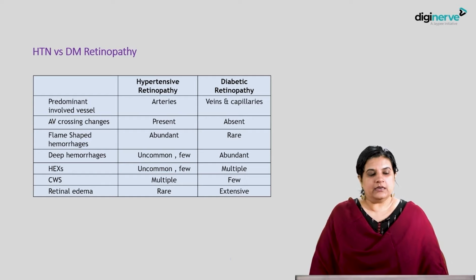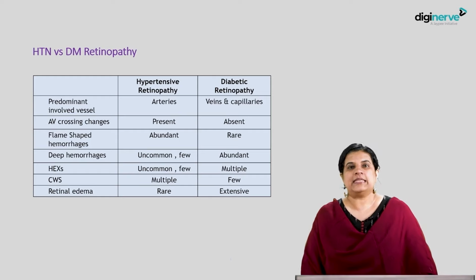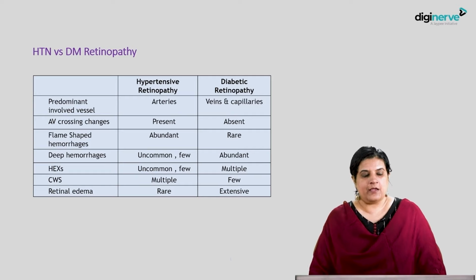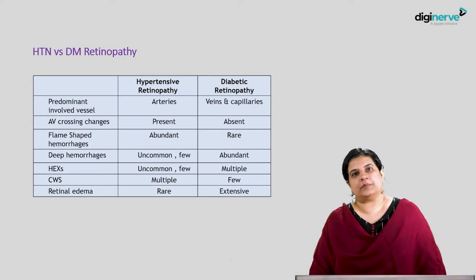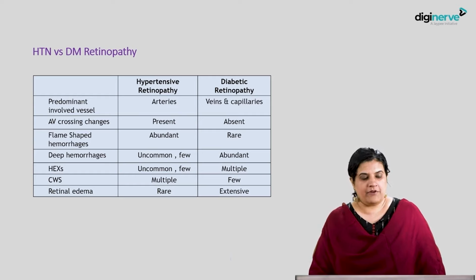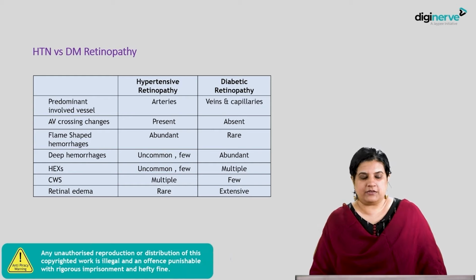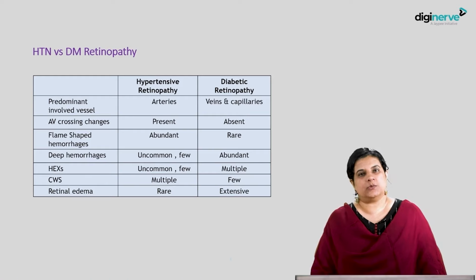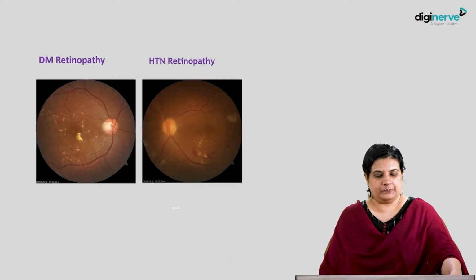The predominantly involved blood vessels in hypertensive retinopathy are arterioles, while they are veins and capillaries in diabetic retinopathy. AV crossover changes are present in hypertensive retinopathy and they are absent in the diabetic form. Flame-shaped hemorrhages are abundant in hypertensive retinopathy but are rare in diabetic retinopathy. We have abundant deep hemorrhages and hard exudates in diabetic retinopathy, unlike the hypertensive form. Cotton wool spots are also abundant in hypertensive retinopathy. Retinal edema is extensive and associated with retinal thickening in diabetic retinopathy.